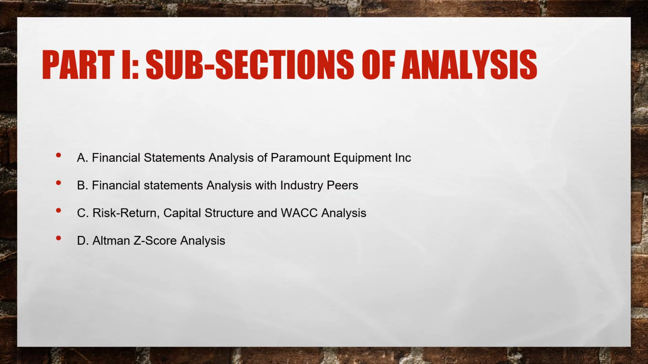So for part 1, we have here the subsections of analysis. We have first, the financial statement analysis of Paramount Equipment Incorporated. Second, financial statements analysis with industry peers, T-Rex and McHale. Third, risk-return, capital structure, and WACC analysis. And fourth, Altman Z-score analysis.